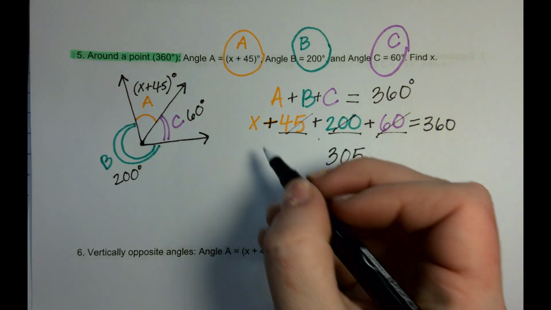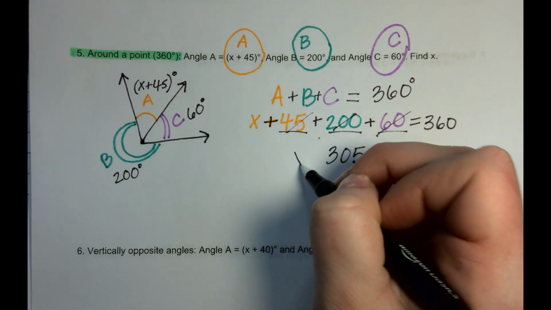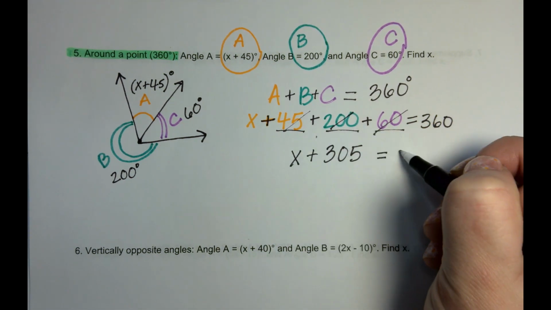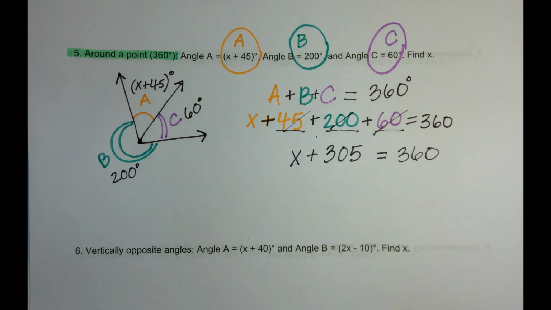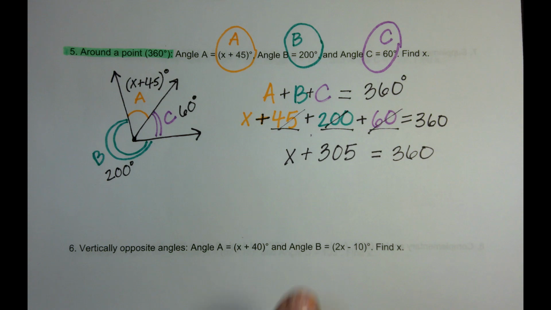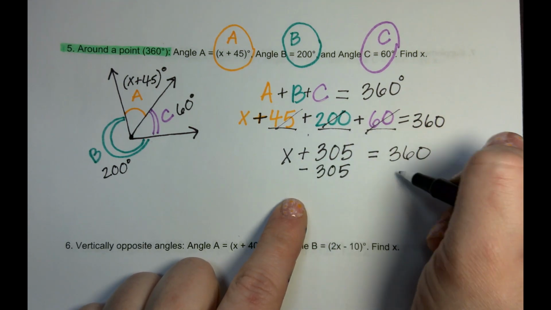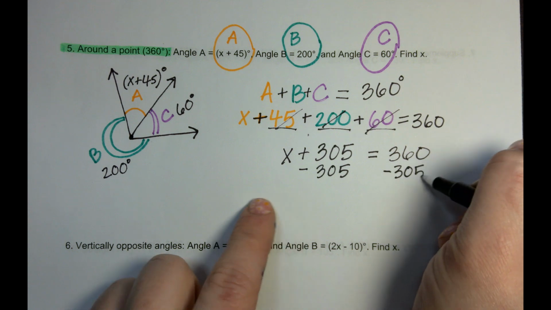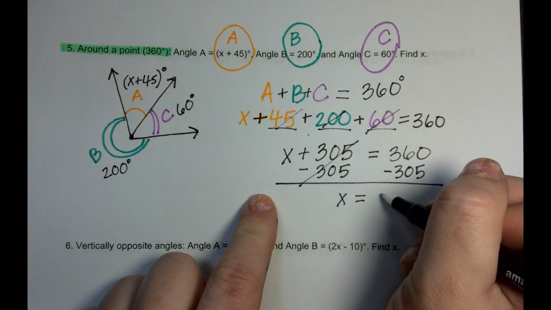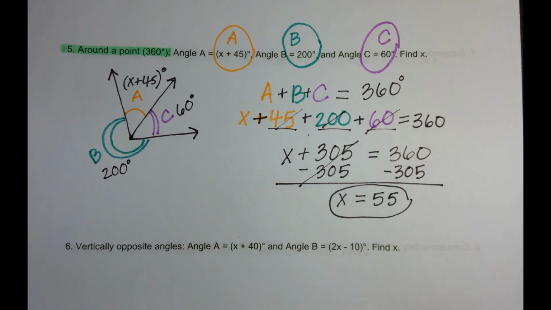305. And what should I do next? Bring down your X and equals. Bring down my X, my equals, plus 360. Now what? You have to get X by itself on one side. Minus 305. Good. X equals 55. Very good.